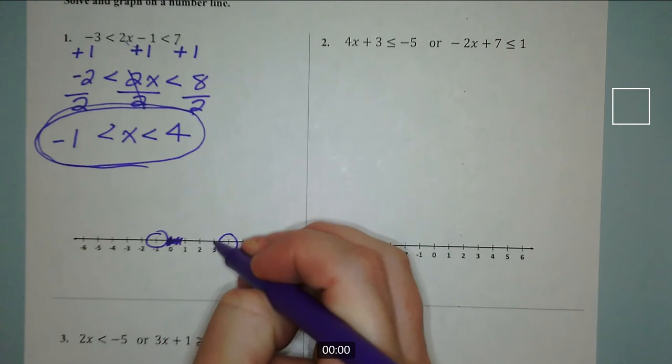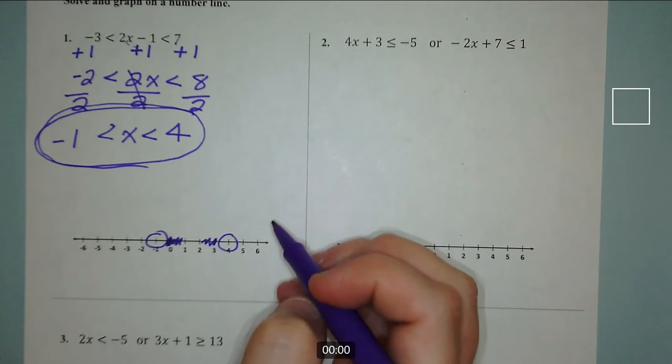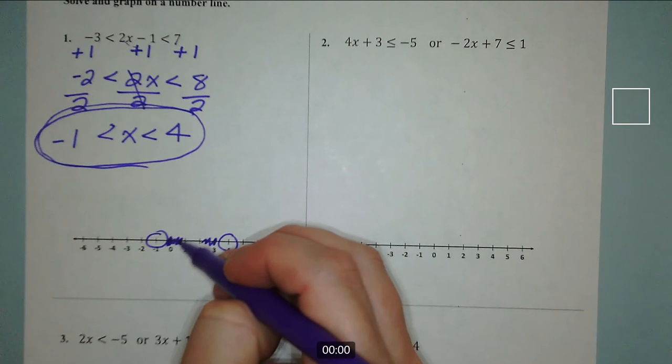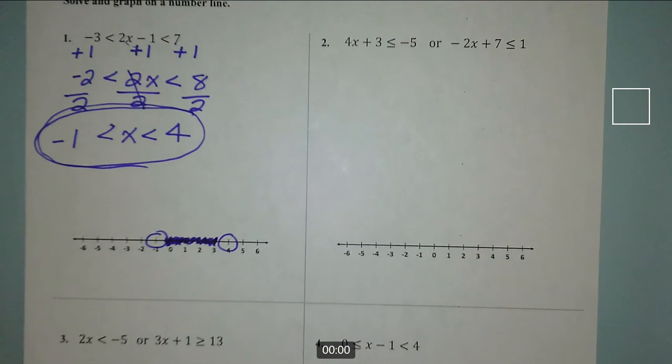So again, the two separate inequalities head into each other and they collide. So that's the final graph. Okay?